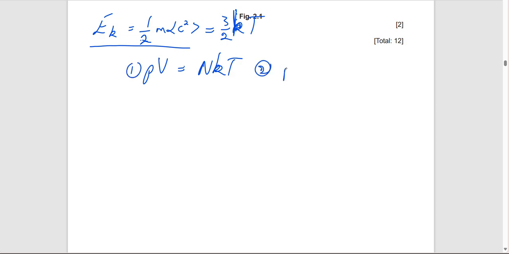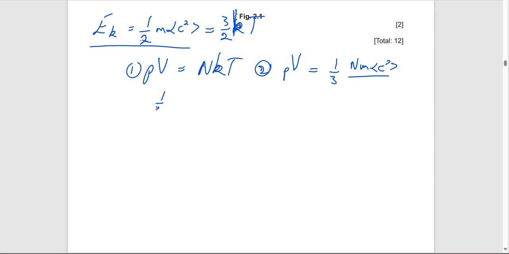Then we also have an equation 2. Our pressure is equal to 1/3 nmc squared over the volume. Then you multiply the V to that side, so that cancels out. This V goes away when you multiply it, so that you have the PV equal to that. Then you can equate this.